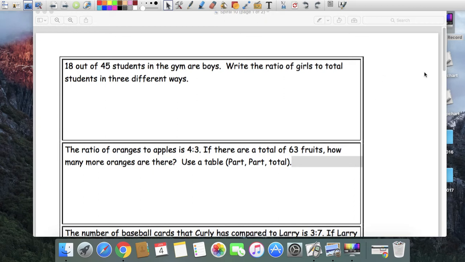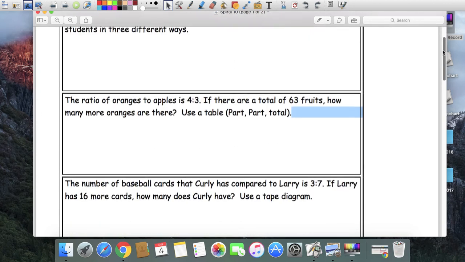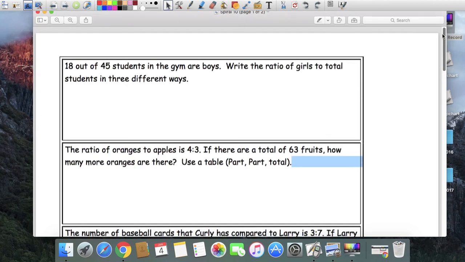So Spiral 10 is almost like a review for your test. Most of the questions are on ratios and rates. So let's get started. 18 out of 45 students in gym are boys. Write a ratio of girls to total students in 3 different ways.